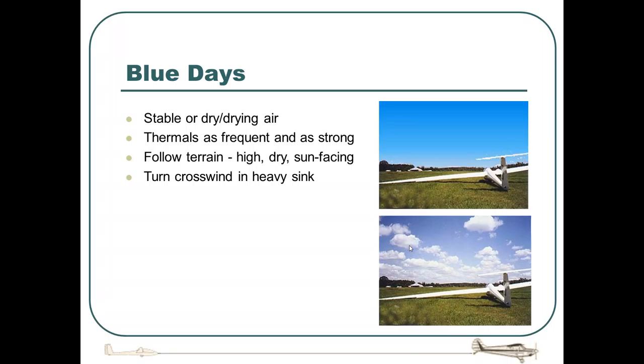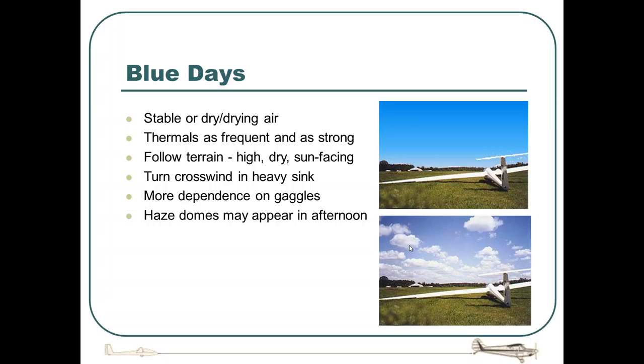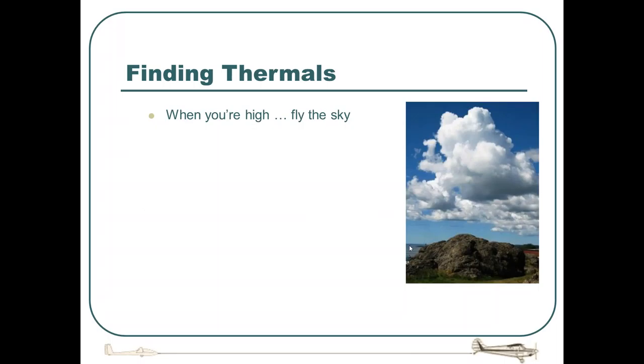But it would be fun when we finally do develop a thermal imaging device that'll show us what's going on in the sky. Also, you're probably more dependent on gaggles. Now, I hope you guys know what a gaggle is. A gaggle is a group of gliders that are together in the sky. So there's a bit more group flying on blue days. You might see haze domes appear late in the afternoon. It might help you, but blue days are generally blue days.